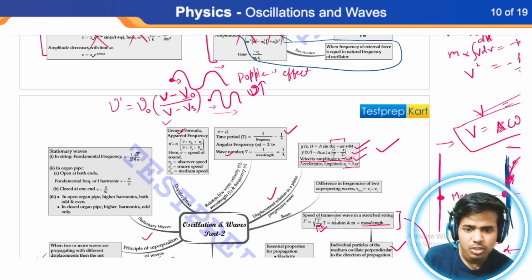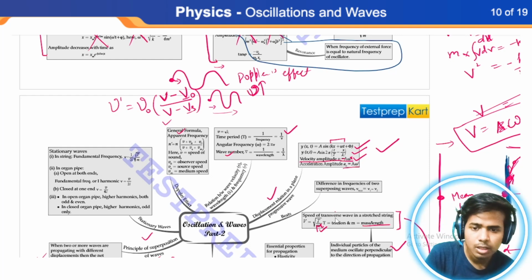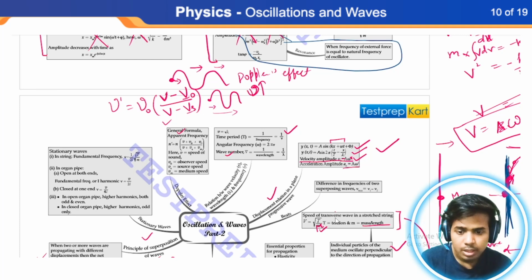Whether each of these is positive or negative can be determined with respect to the direction of movement of sound. If the velocity of the object or the velocity of the source is in the direction of propagation of sound, it will be called positive, and otherwise it will be called negative. So that is the basic Doppler's effect. Do not get confused in the signs.